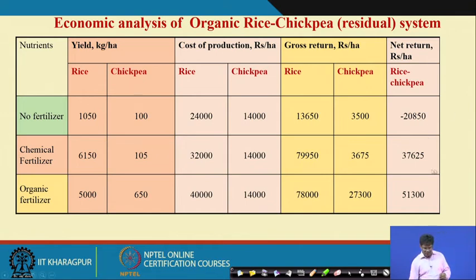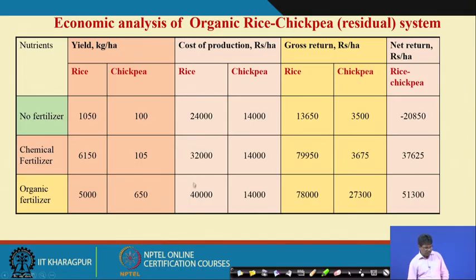If you go for chemical fertilizer, the return is around 37,625 rupees per hectare, whereas with organic fertilizer the return is around 51,300 rupees per hectare. And because there is an increasing return, we kept the selling price of the produce 23% higher in organic farming as compared to chemical farming. Also, the production cost is higher in organic farming, because you are using vermicompost at a high dose as compared to the chemical fertilizer.